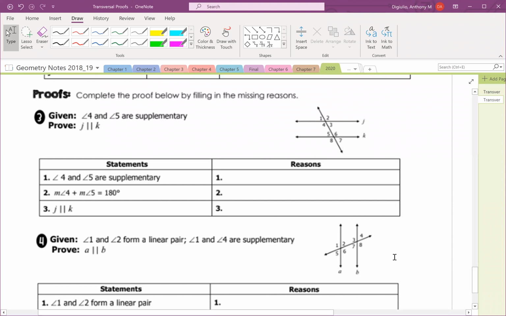So first one that we're looking at is proof number 3. So we're going to look to see if we can prove that J is parallel to K given the information that we have.